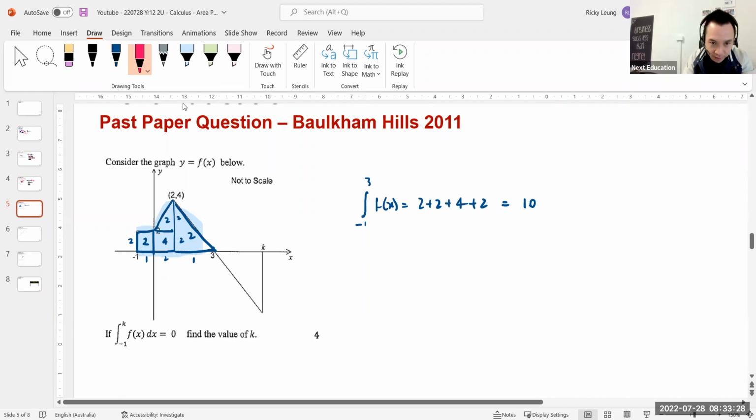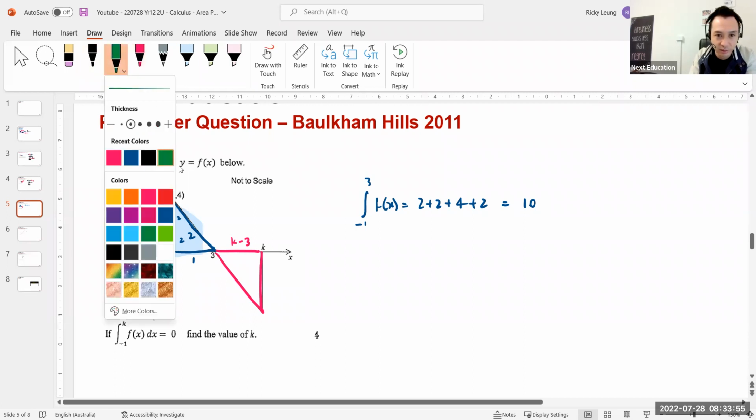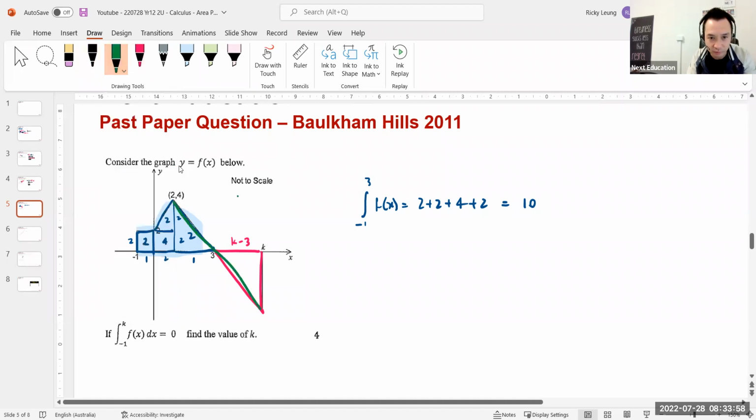Now, for the pink, it's a triangle that has, oh, geez, okay, let's have a look. It's got a base of k minus 3. Is there any information here? No. And then it's got a height. Ooh, this is why it's hard. I don't have a height, but I do have something. Let me see if I can use it. I do have a straight line, don't I?